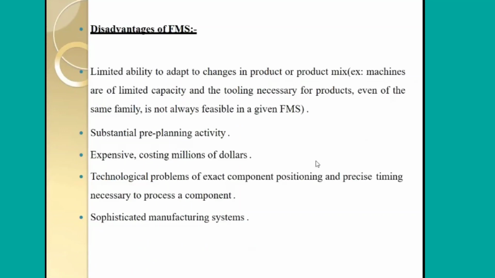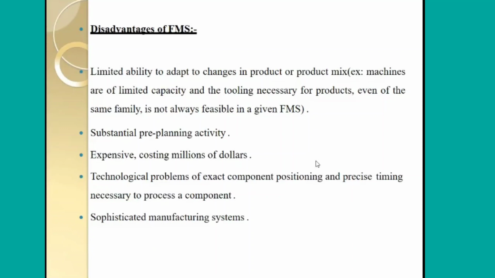So we may produce a variety of products, but the disadvantage of the flexible manufacturing system is that it is much more expensive than the manual working system. That's why small scale industries may not opt for a flexible manufacturing system. Multinational companies may go for this system. It is expensive, costing millions of dollars. There is a technological problem of exact component positioning and precise timing, which is necessary to process a component. So there will be a problem. And also it is a sophisticated manufacturing system. It is not adapted for all levels of industries.